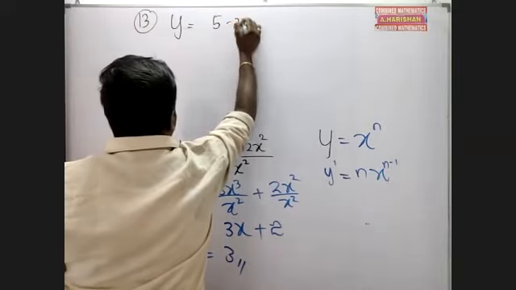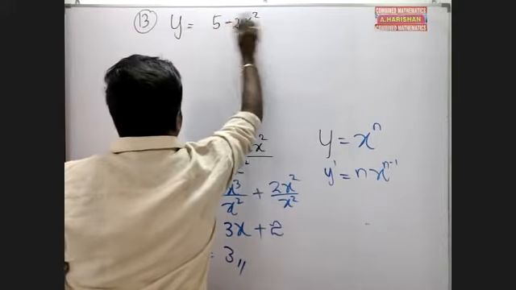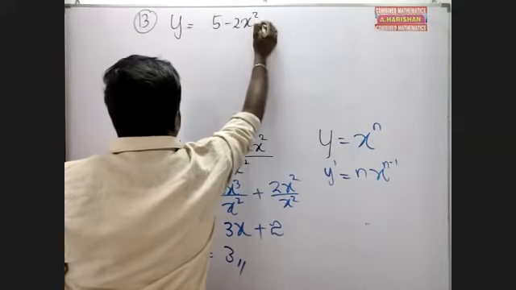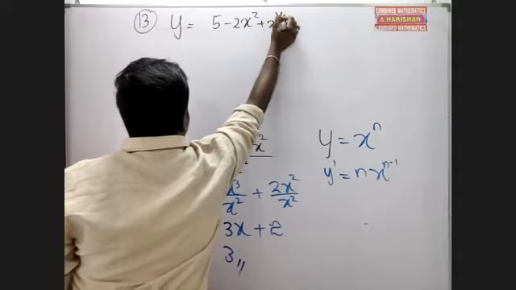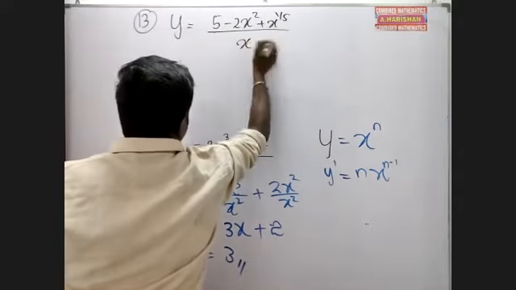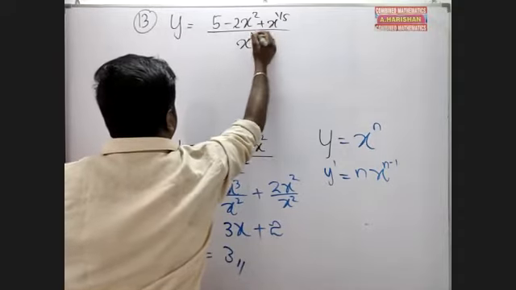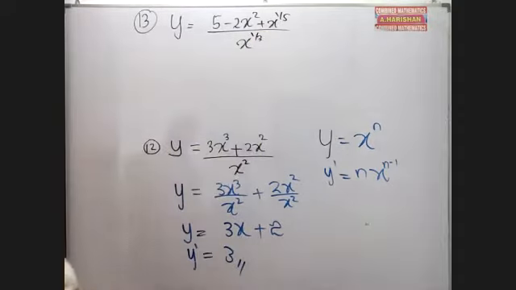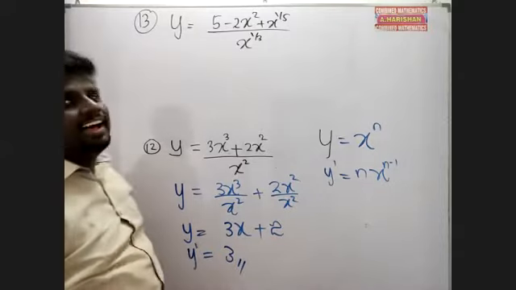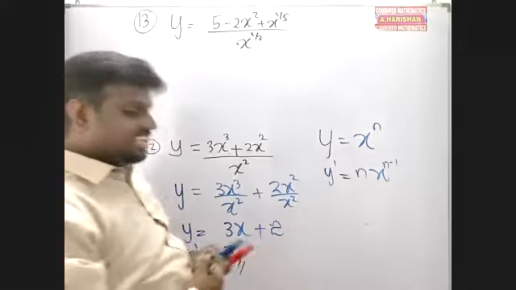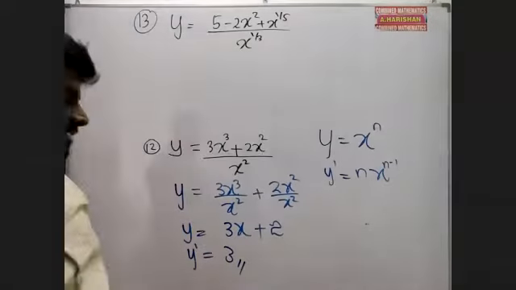5 minus 2x squared plus x to the power 1 over 5 over x to the power 1/3. Oh my goodness. Differentiate this. How nice.